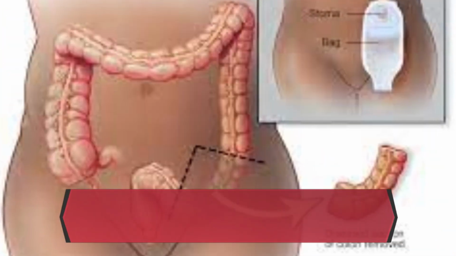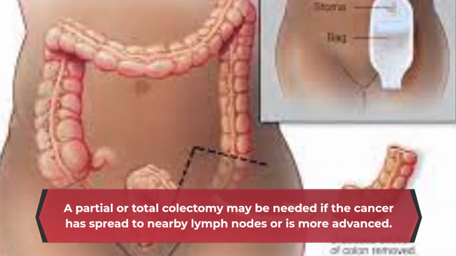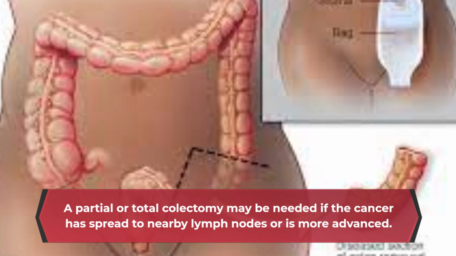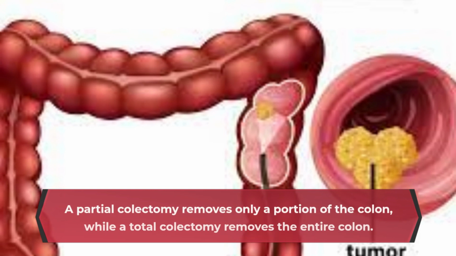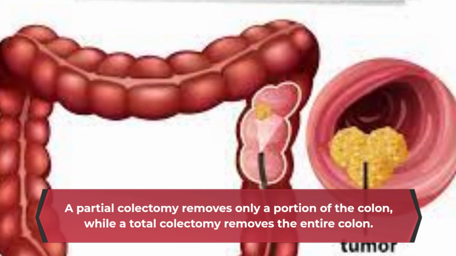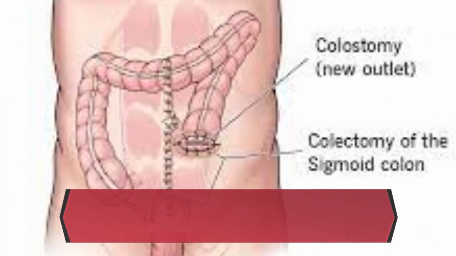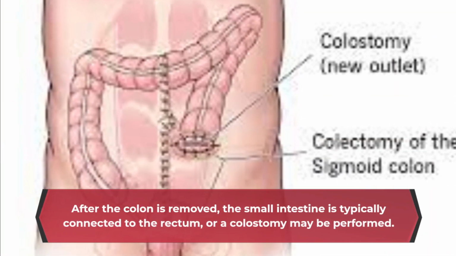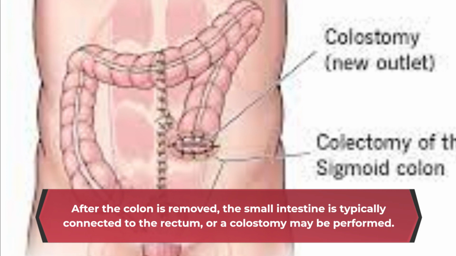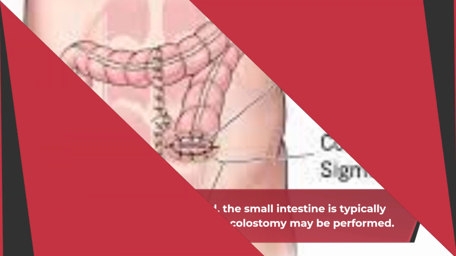A partial or total colectomy may be needed if the cancer has spread to nearby lymph nodes or is more advanced. A partial colectomy removes only a portion of the colon, while a total colectomy removes the entire colon. After the colon is removed, the small intestine is typically connected to the rectum, or a colostomy may be performed.